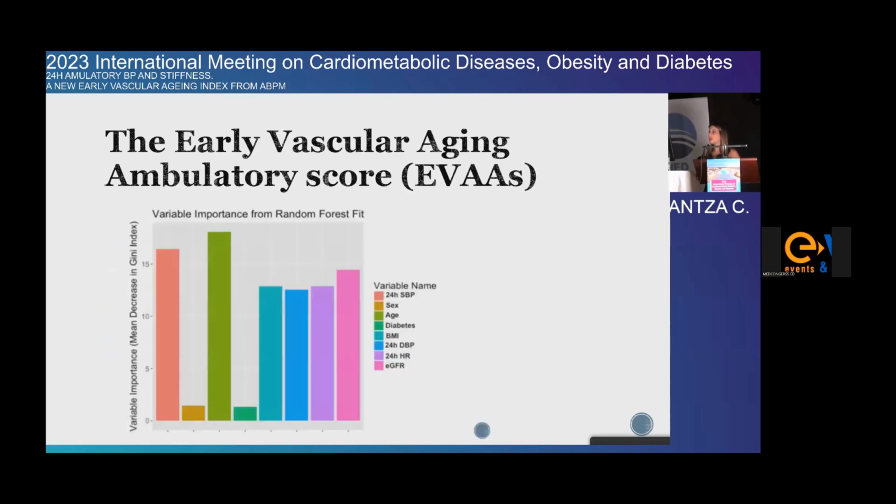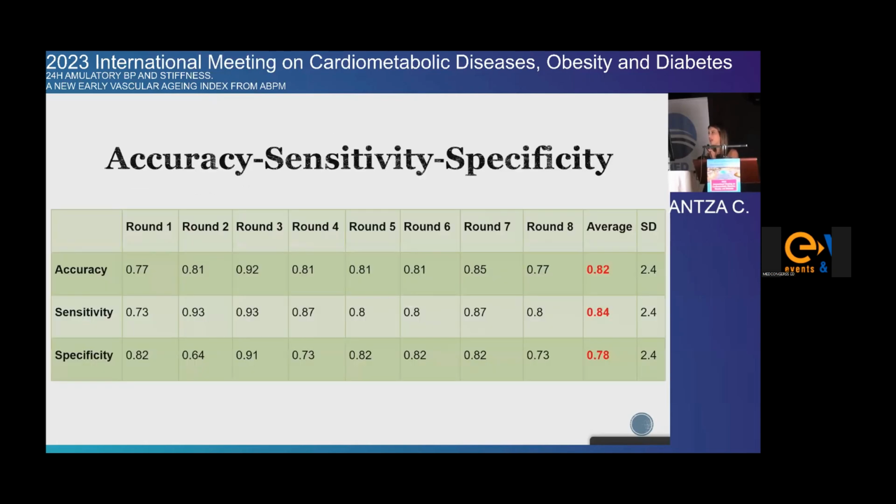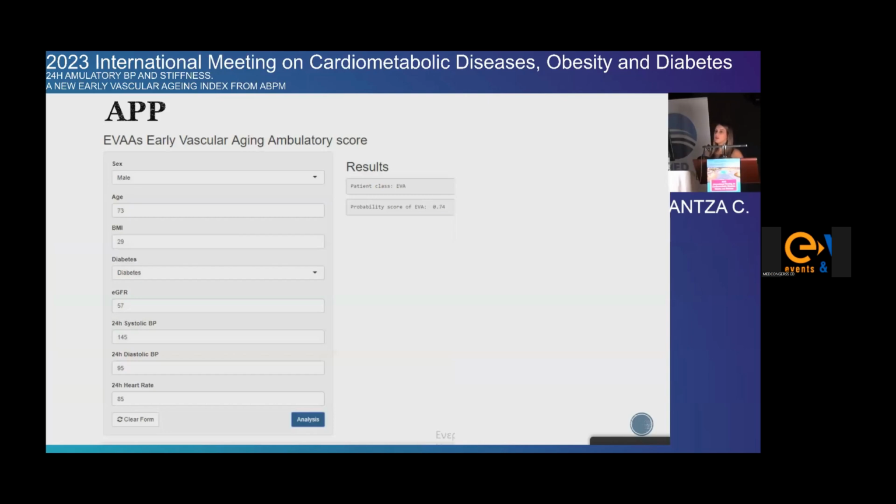Here you can see the importance, the Gini index, of each factor separately, and the total accuracy, sensitivity, and specificity of our model. You can see that the average was very good for accuracy, 0.8, but also for sensitivity and specificity. After this, we created an application in order to evaluate the Early Vascular Aging Ambulatory Score easily.